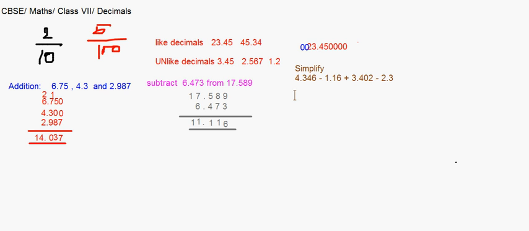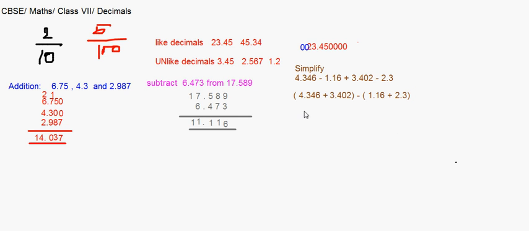Like the first one I have is 4.346, and another one is here which is 3.402, and the next one is 3.402. Then you have two subtractions, keep them in bracket as well, that is 1.16 and the other one is 2.3. As I have put it in a bracket, I made this 2.3 a plus as well.